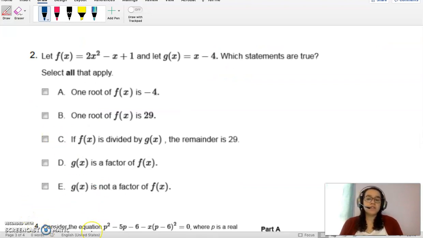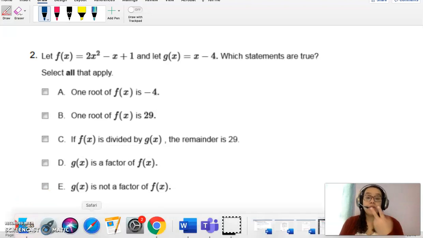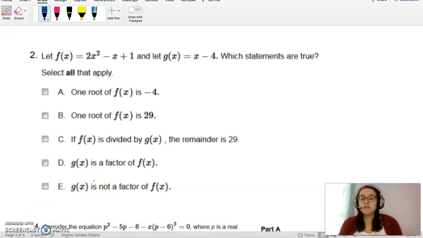And then the next one, which statements are true? Select all. One is a root. One real zero is -4. One real zero is 29. You figure that out. If f of x is divided by g of x, the remainder is 29. You can divide them synthetically or however, and then figure out what the remainder is. G of x is a factor of f of x, or g of x is not a factor. So one of these definitely is going to be true.